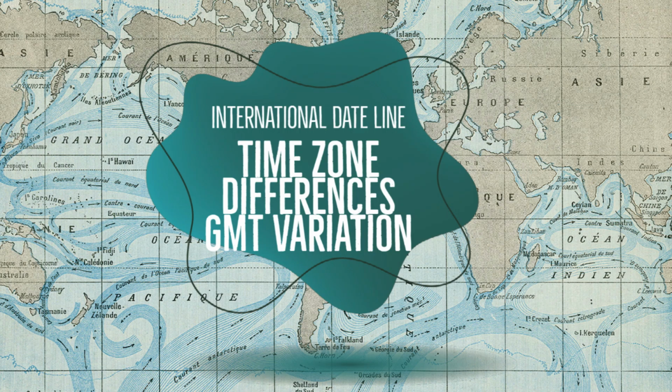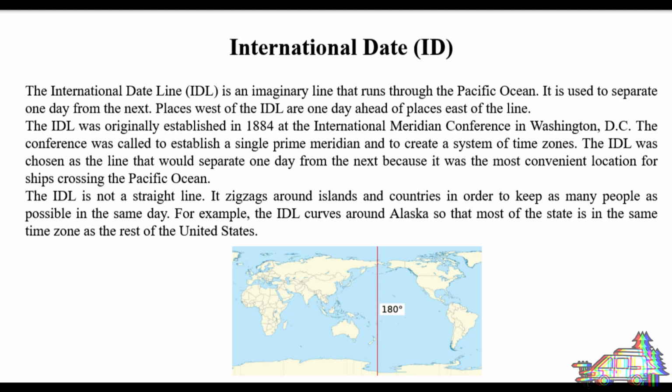In today's video we are going to study the international date line, time zone differences, and GMT variation. The international date line, IDL, is an imaginary line that runs through the Pacific Ocean. It is used to separate one day from the next. Places west of the IDL are one day ahead of places east of the line.